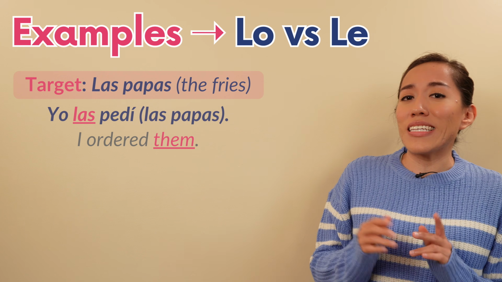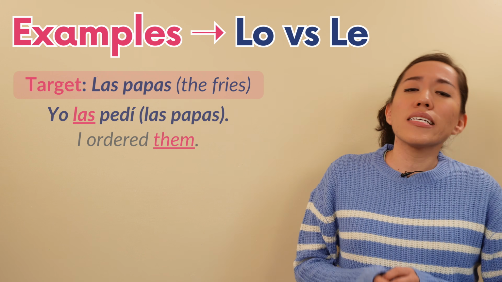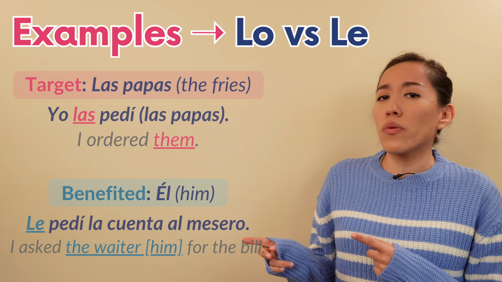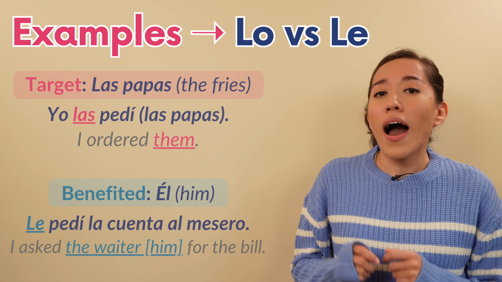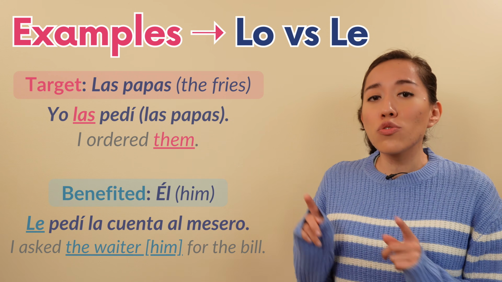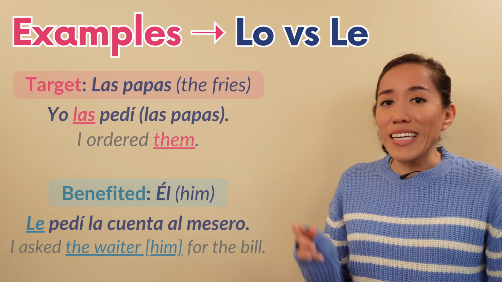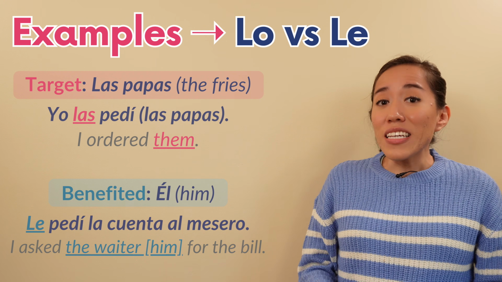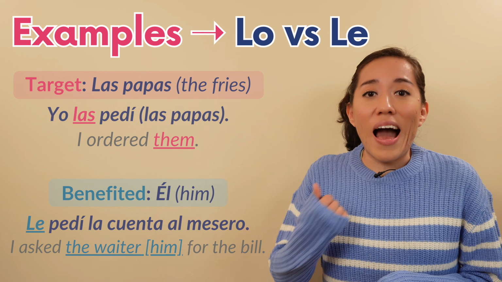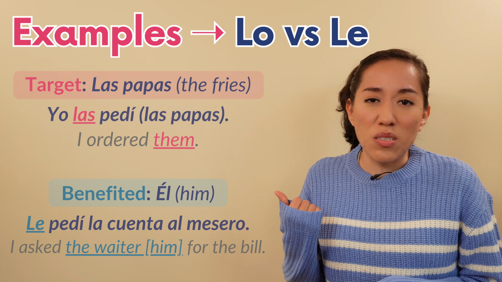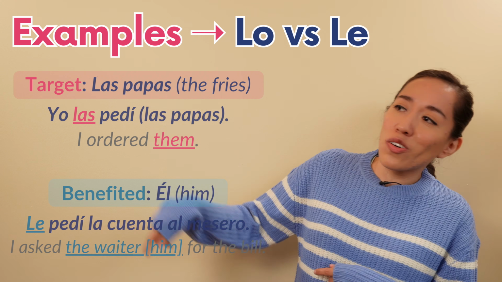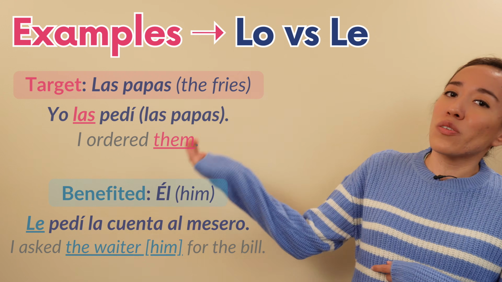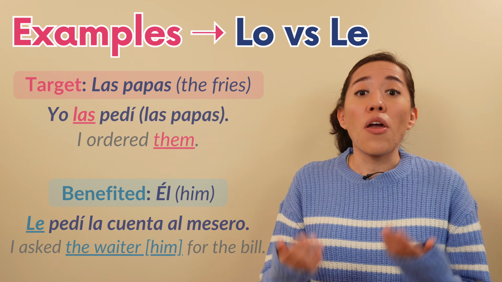What if I say, instead of las, I say, le pedí la cuenta al mesero. I asked the bill to the waiter. In that case, that le is referring to the person affected, in this case, the poor waiter that has to go all the way over there and all the way back here to bring me the bill.